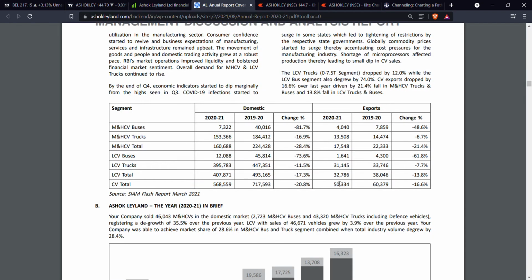As you can see, here's a data point. Ashok Leyland mainly operates in medium and heavy commercial vehicles, mainly buses and trucks.